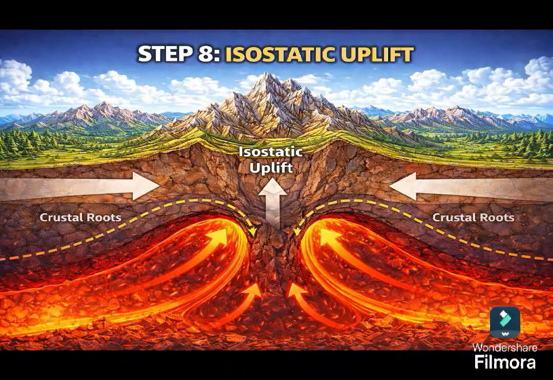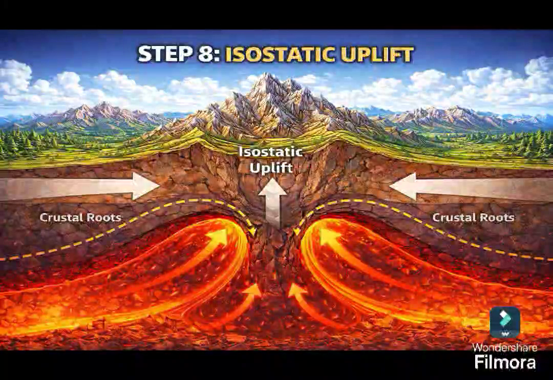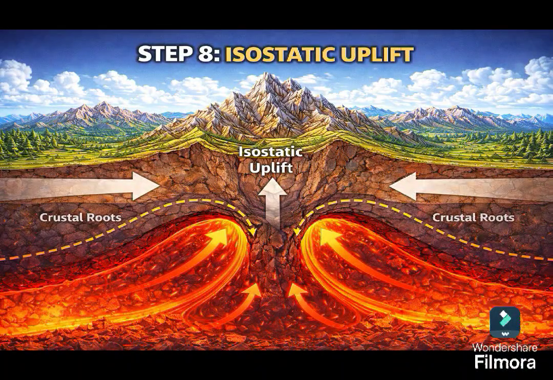Step 8. Isostatic uplift. As the crust thickens, it rises to maintain gravitational balance, a process called isostasy. This causes mountains to continue rising, even after plate collision slows.